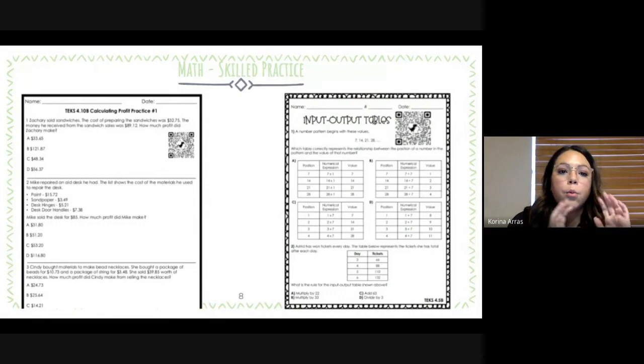And so this is an example of what we give the students. For example, for this week, we're working on profit. And they didn't do too well on it. They've learned it. We've taught it. It's been a TEK that's already been assessed, but it's something that they're still struggling with. So that little QR code, if they were to scan it, it would be a video of me teaching them how to do profit in STAAR-based format.